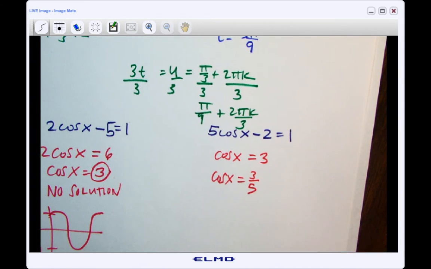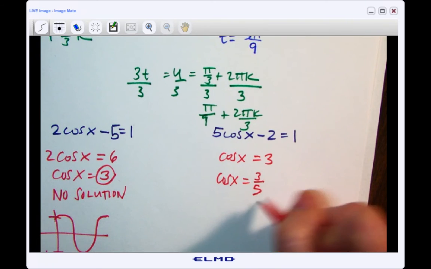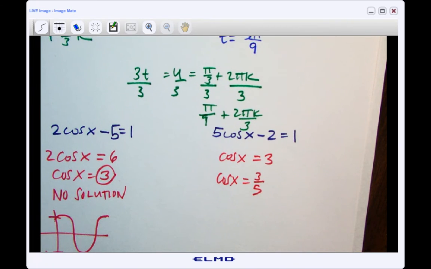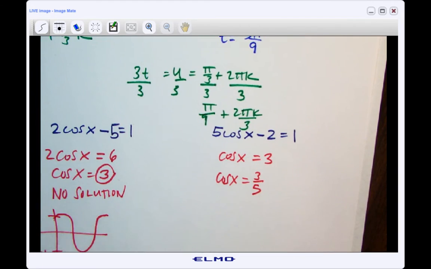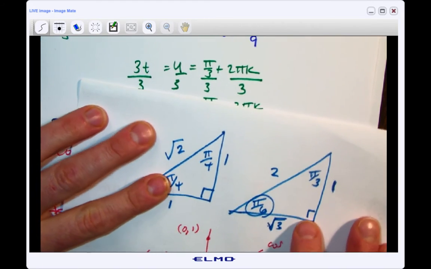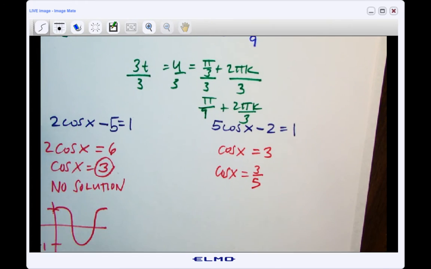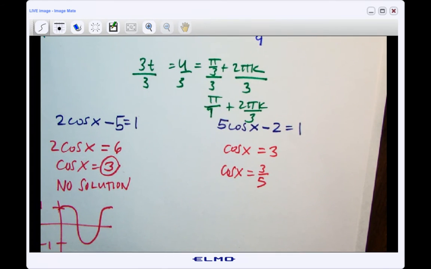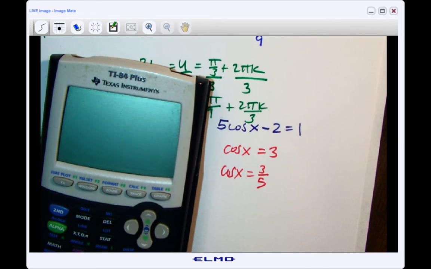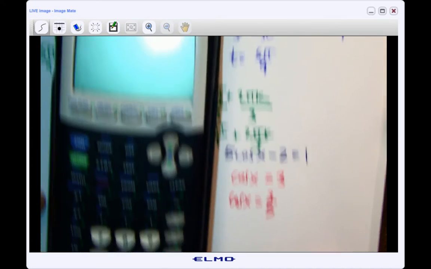Now this one I put here because it has a solution, since the value is smaller than 1. But if you remember our 2 triangles here, neither one of these is going to give you a ratio of 3/5. So how would I do this one? In this case, I'm going to find the approximate value, maybe an exact value, and I'm going to use my calculator. I put this one on here so you could see how to do a calculator one.